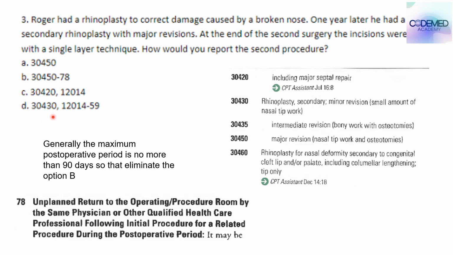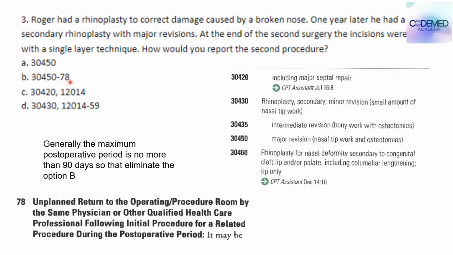Now the code 30430 is a rhinoplasty secondary. Yes, that has happened, but it talks about minor revision. So in our patient case, it is a major revision, so we cannot pick up the code 30430. The second code is 30420. It includes major septal repair. This is the code for the rhinoplasty primary, and in our case, it is a secondary. Secondary means the first rhinoplasty happened, and when you are doing it again, it is called a secondary. So even 30420 is not the right code. 30450 is the rhinoplasty secondary major revision, and that has happened. So we will pick up the code 30450.